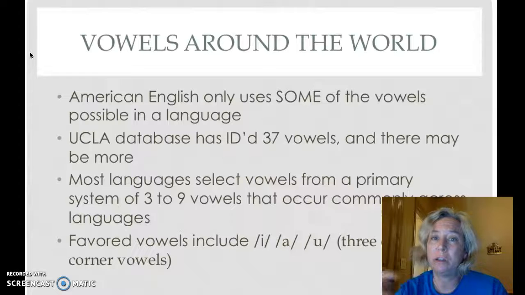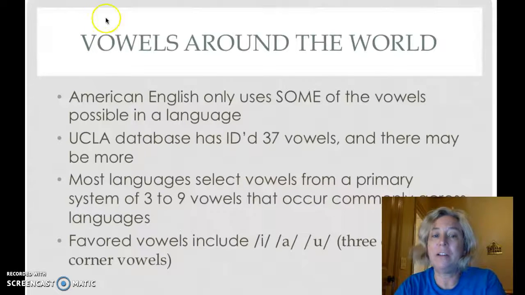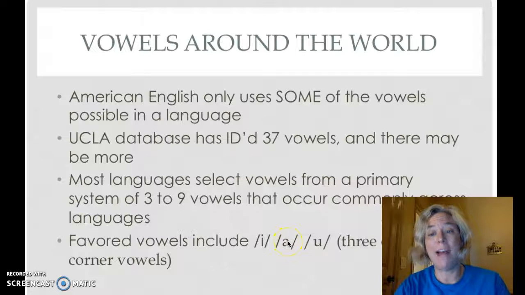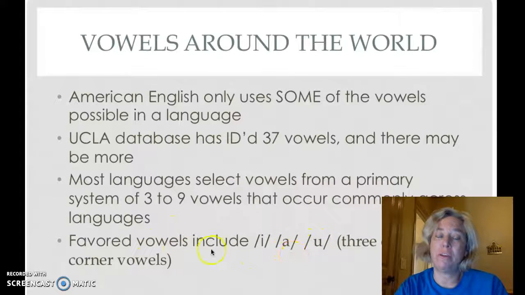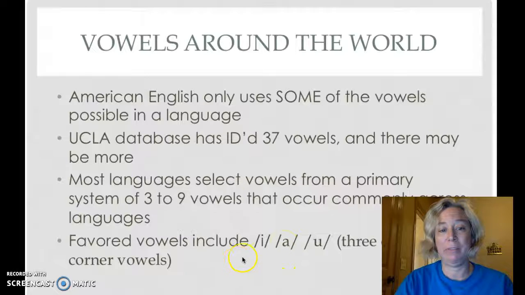And those vowels occur across languages. So the most favorite vowels that are used include the E, which is this I sound, the ah sound. We are actually thinking about this as the ah, as in had, and the oo sound. So those are 3 of our corner vowels. Remember, this is a little bit different from how we have been talking about it.